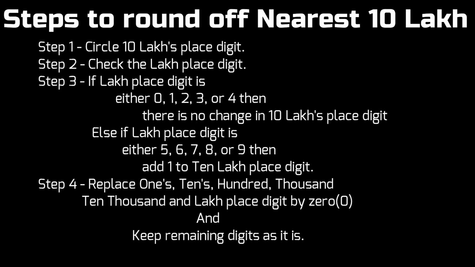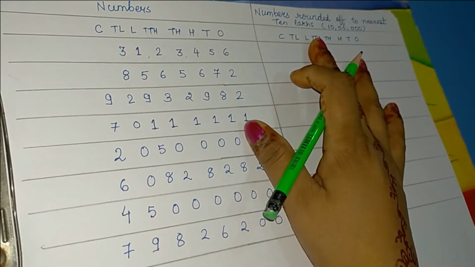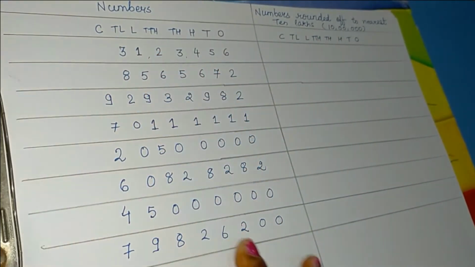Step 4: Replace the ones, tens, hundreds, thousands, ten thousands and lakh place digits by 0 and keep the remaining digits as they are. Let's round off some numbers to the nearest 10 lakh. Here are the numbers which we are going to round off to the nearest 10 lakh. Always write the numbers according to their place values for a clear presentation.